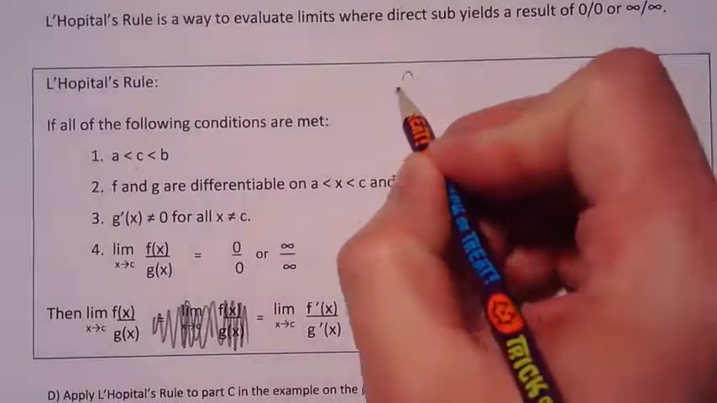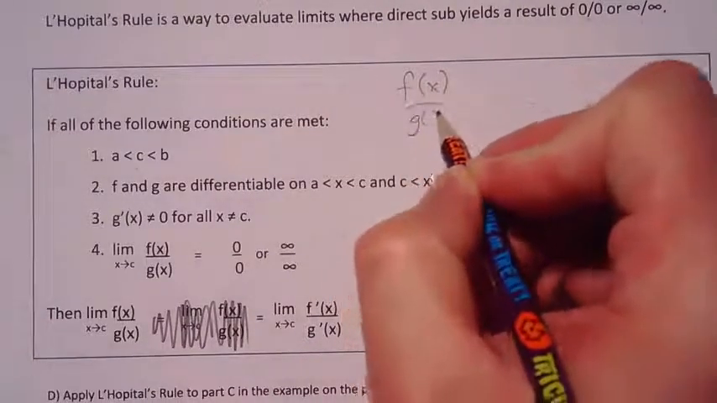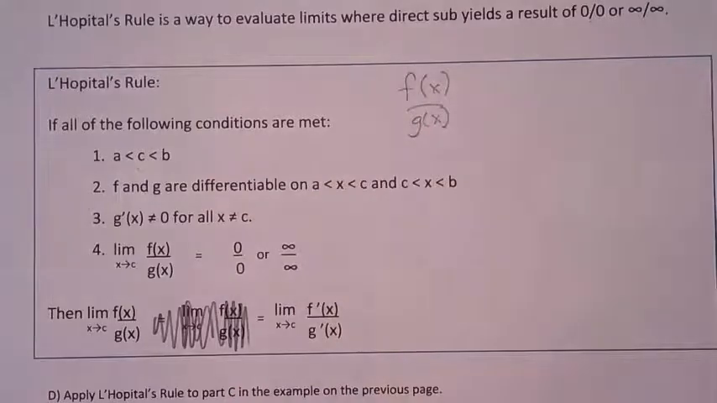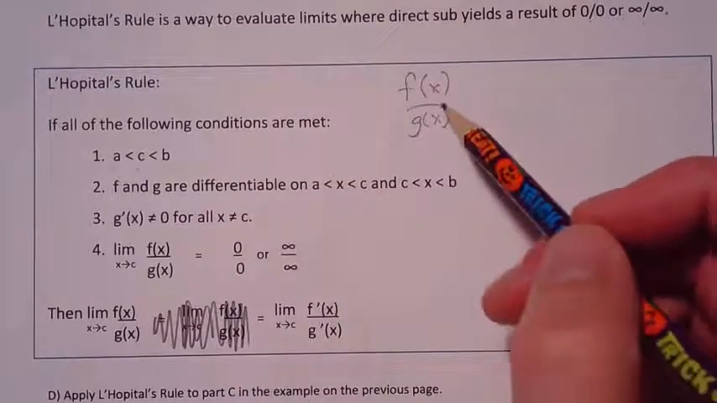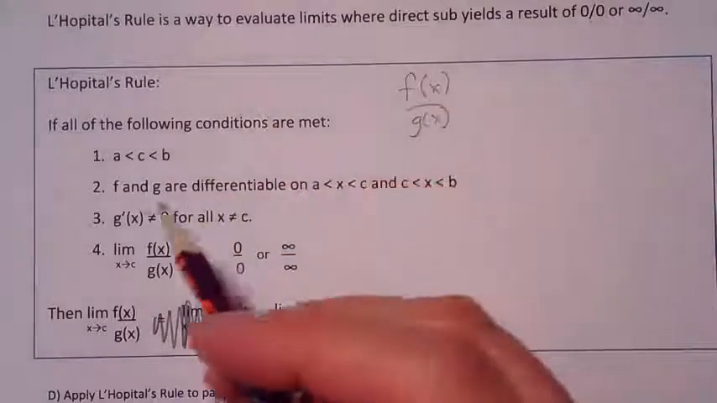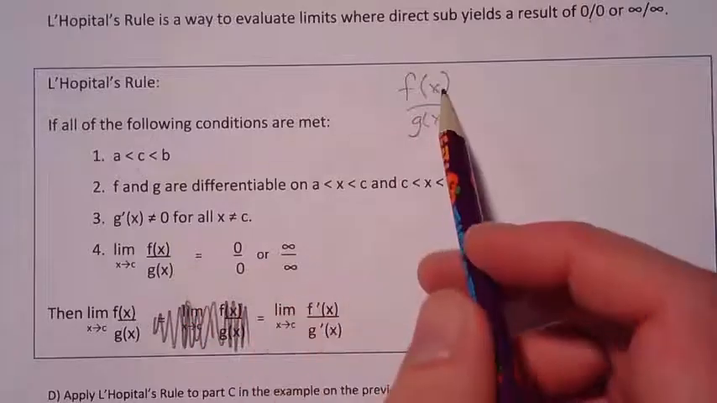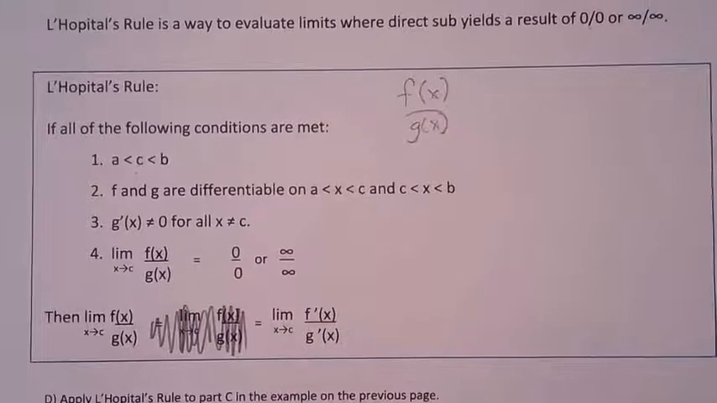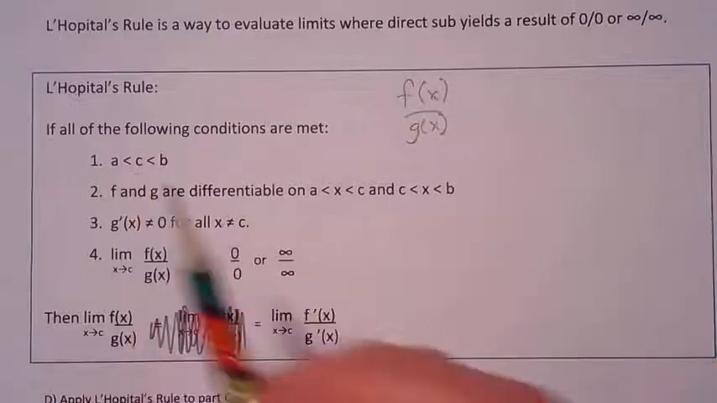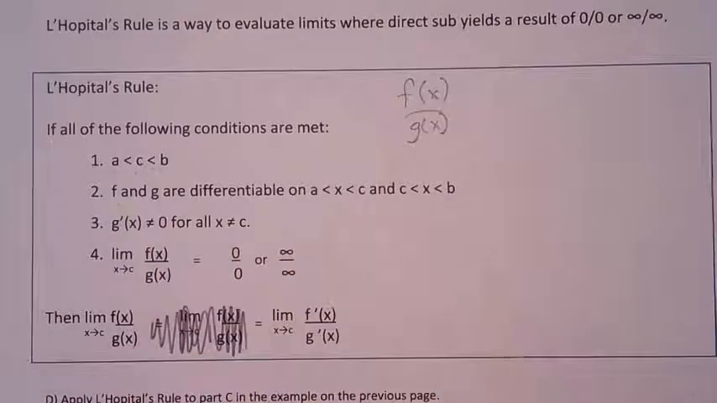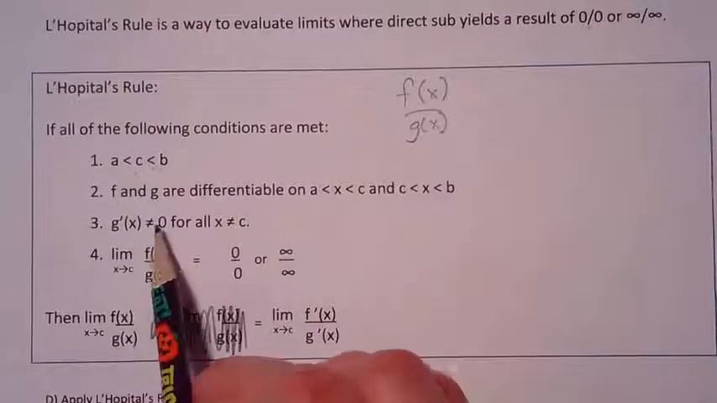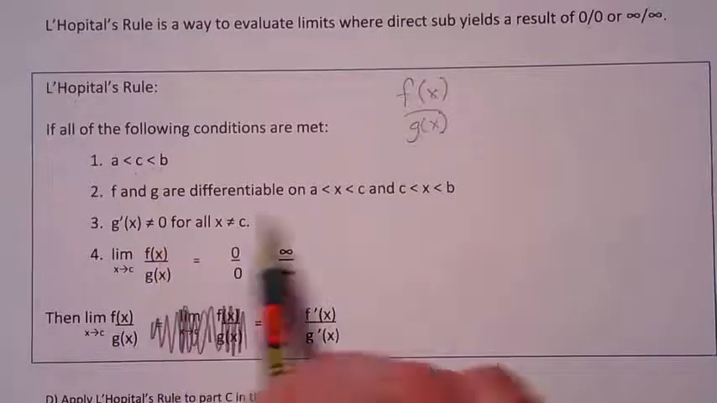So L'Hopital's rule is set up with the idea that you have f of x over g of x as your function. That means it's a rational function. You have a numerator and a denominator here. So they're breaking the numerator and the denominator up into 2 separate functions. The interval is going to go from a to b in all of these. C is going to be something in between. F and g need to be differentiable in order for this to work. And the derivative of the bottom cannot be 0, because you don't want to be dividing by 0.